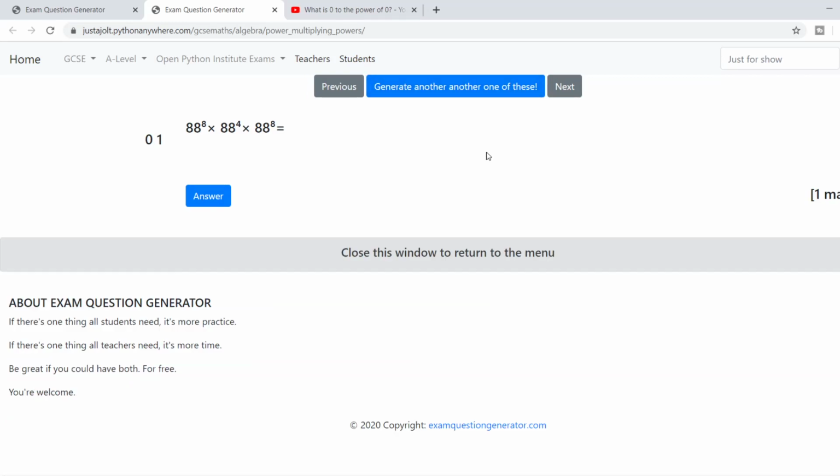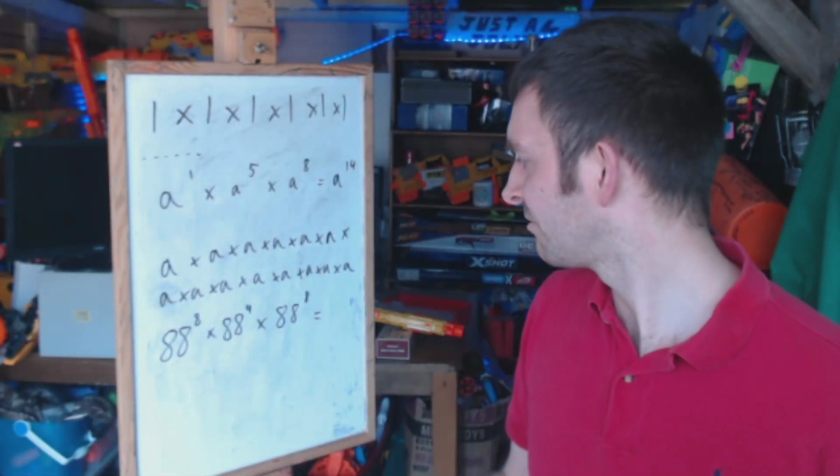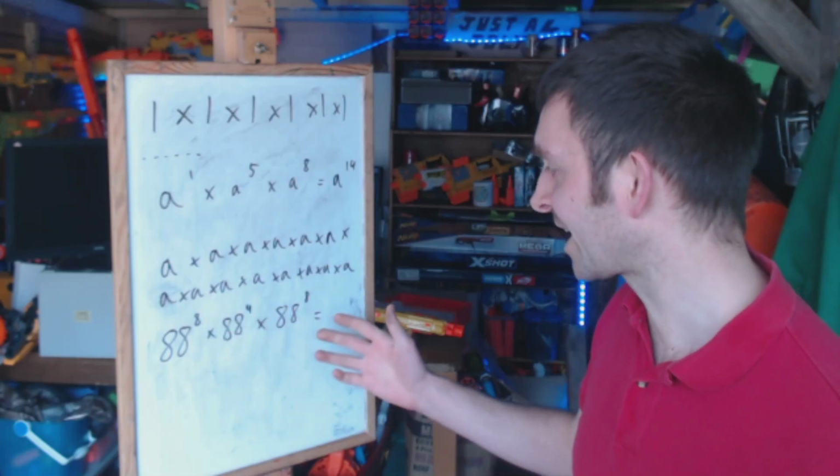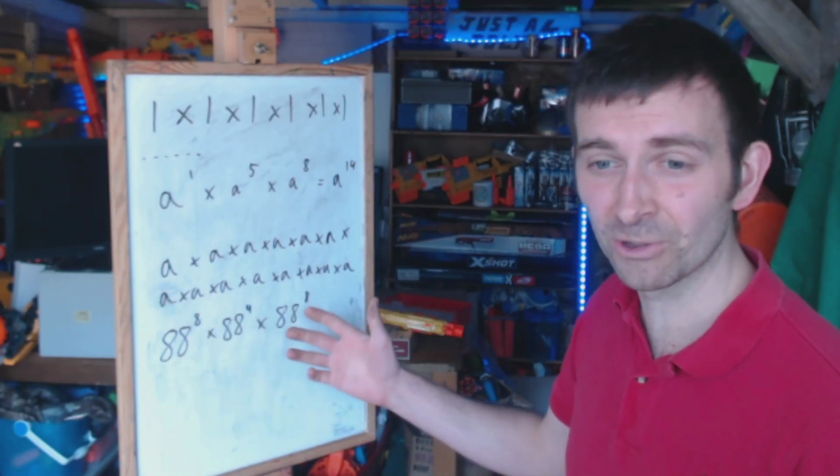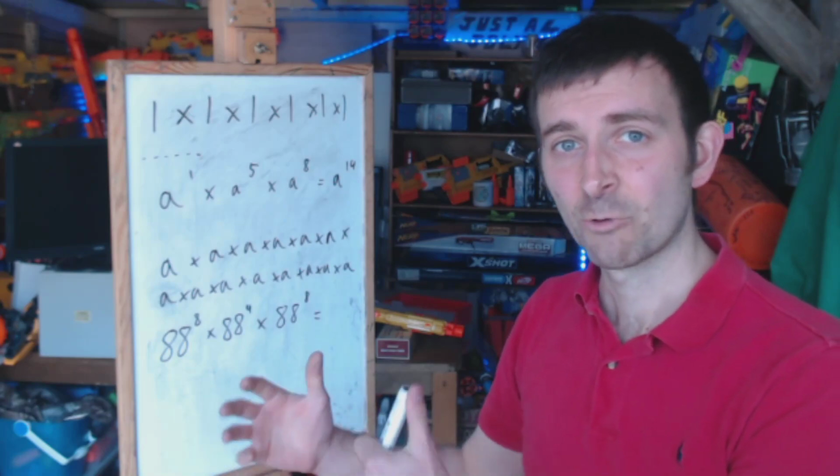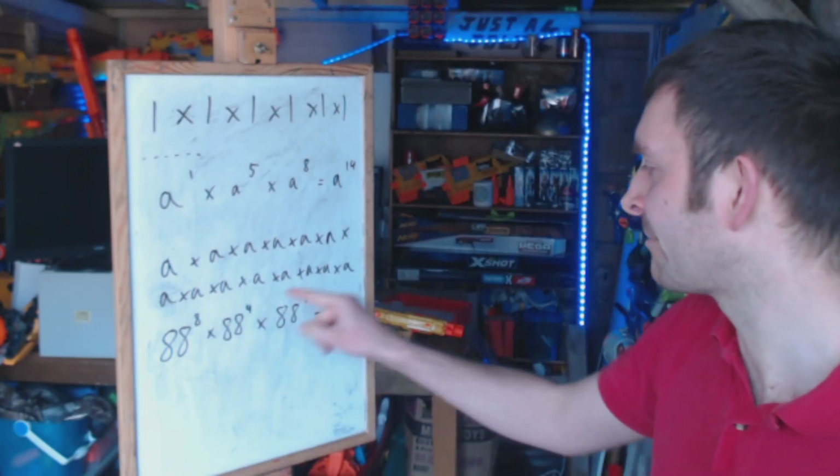Let's have a look at another one. So 88 to the power of 8 times 88 to the power of 4 times 88 to the power of 8. All right, so that's that written out. So we can do exactly the same with this. We haven't got to write it out all the times that it says here. We can just go right ahead and add these numbers up.